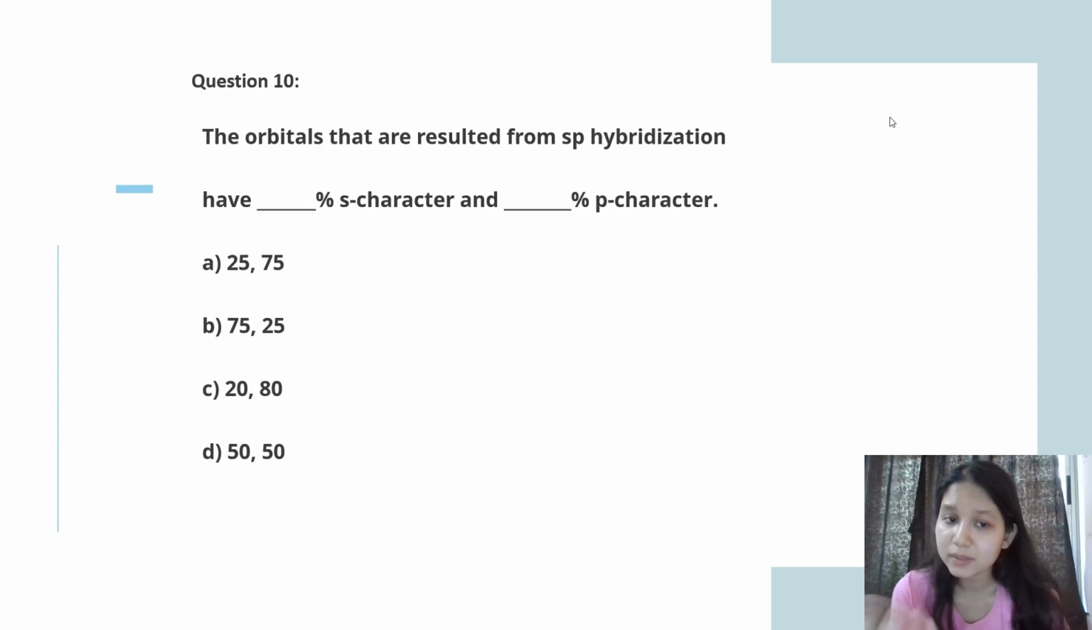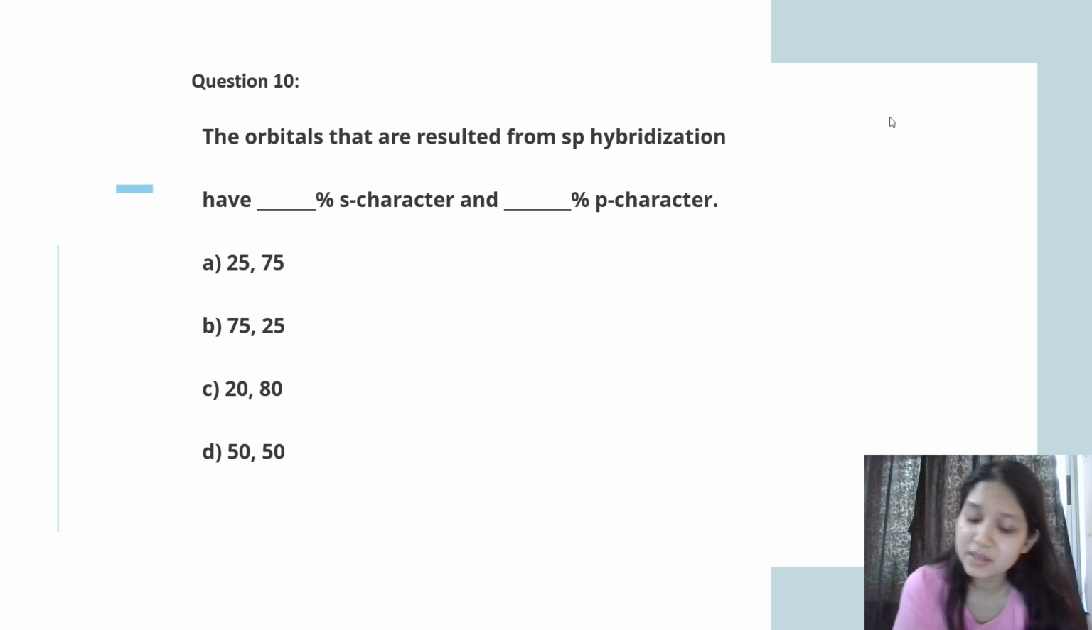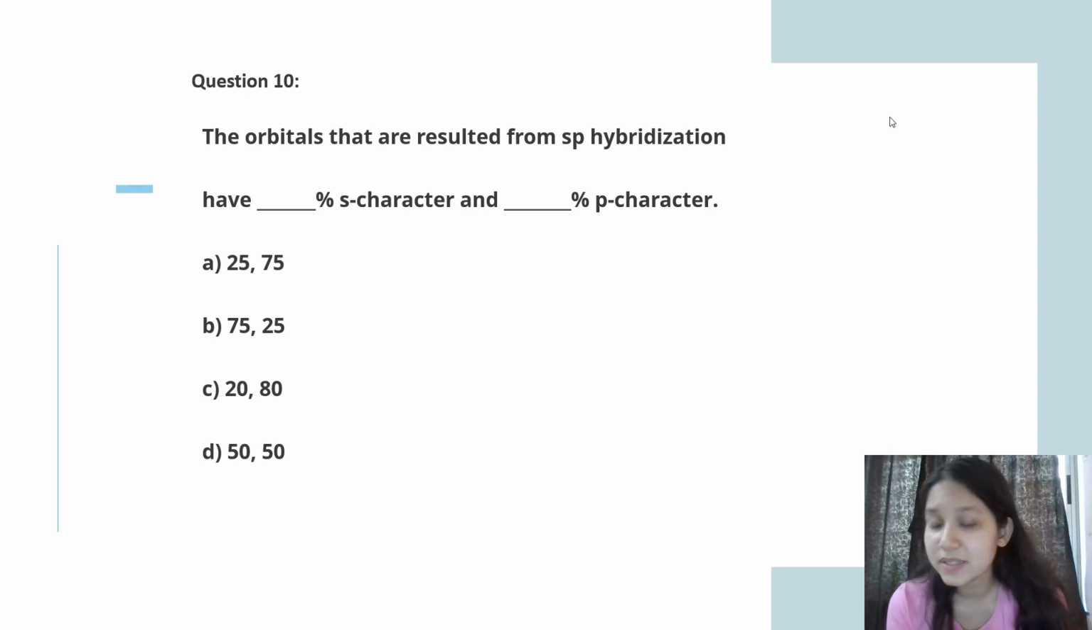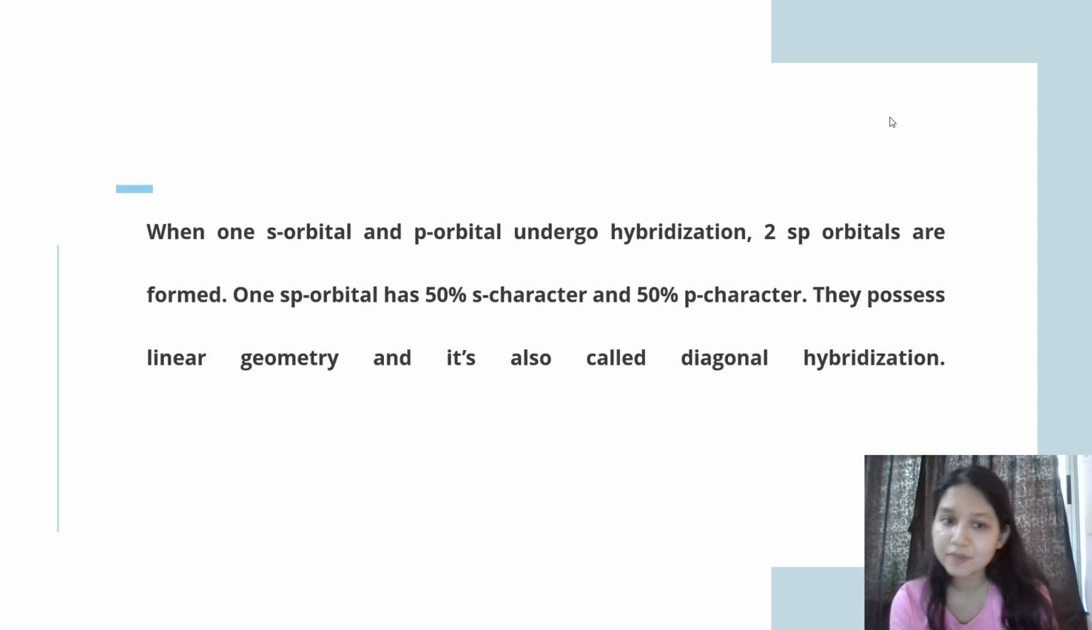Then we found the percent s character and p character in the hybridization states. For example, in this question, we found out that orbitals resulting from sp hybridization have 50% s character and 50% p character.